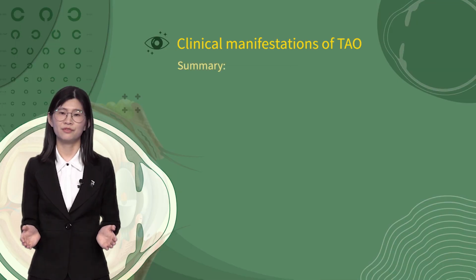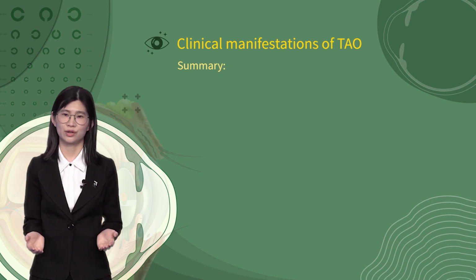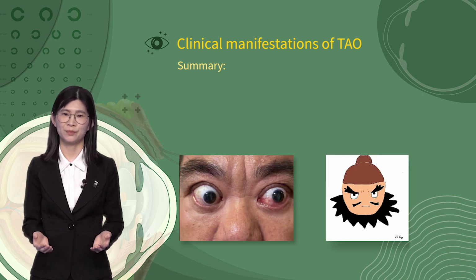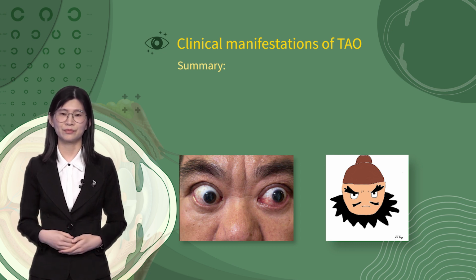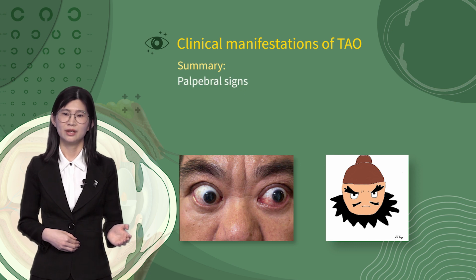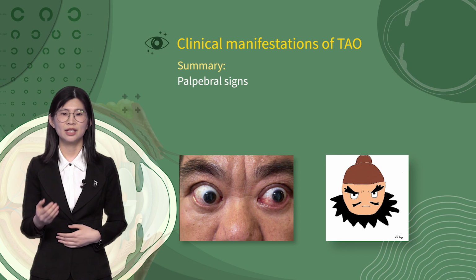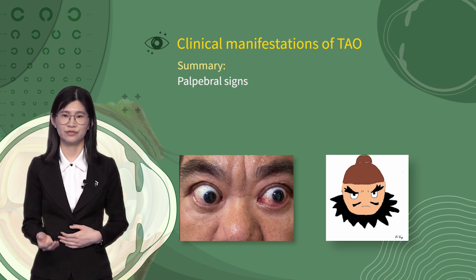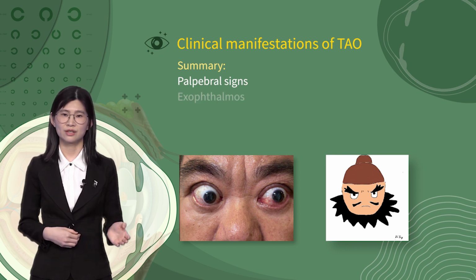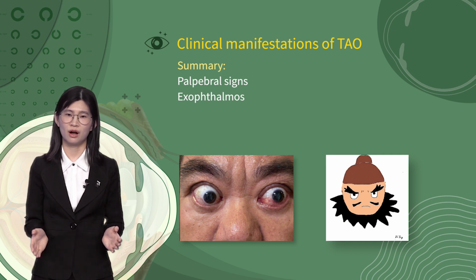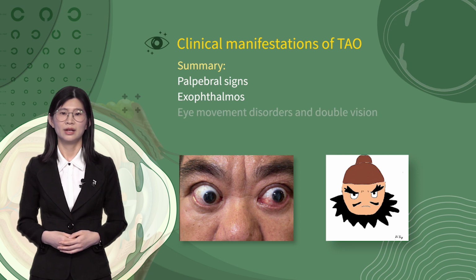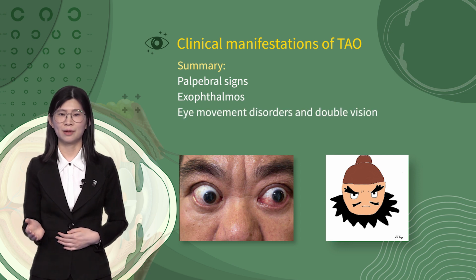So, next time if you meet a patient who looks angry and a bit like Zhang Fei, you should give him an examination to see if he has the following clinical signs. Palpebral size: check if there is any widening of the palpebral fissure, eyelid retraction and von Graefe sign. Exophthalmos: measure the distance from the lateral canthus to the corneal apex. Eye movement disorders and diplopia.